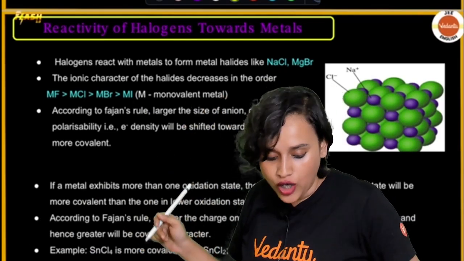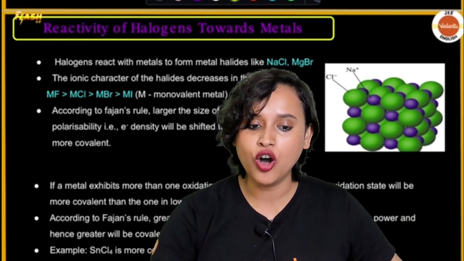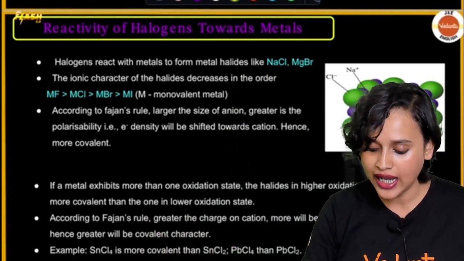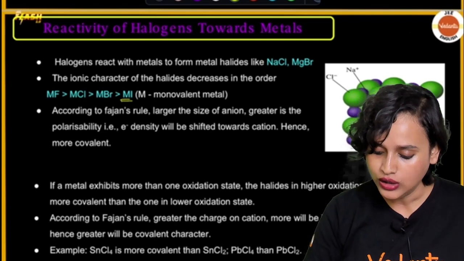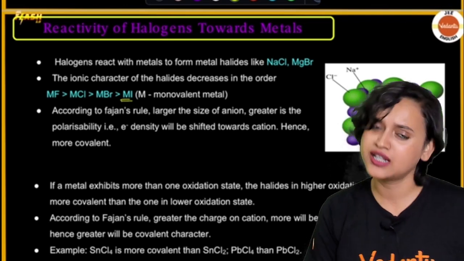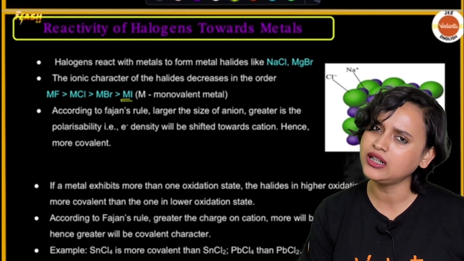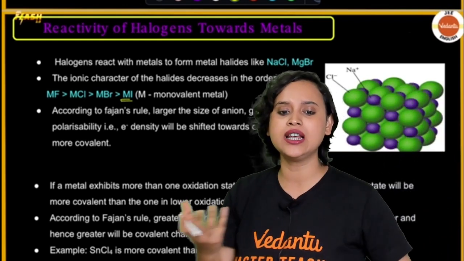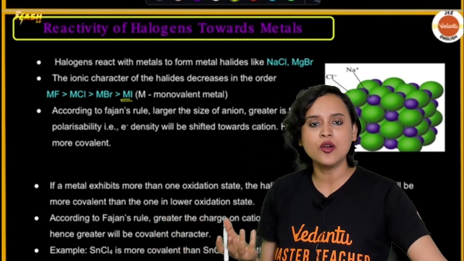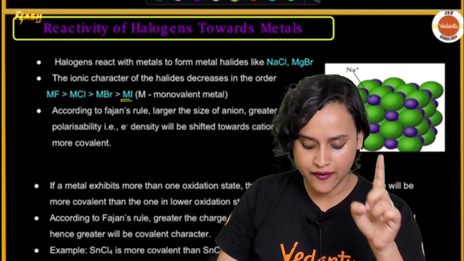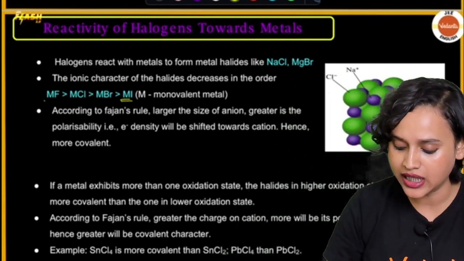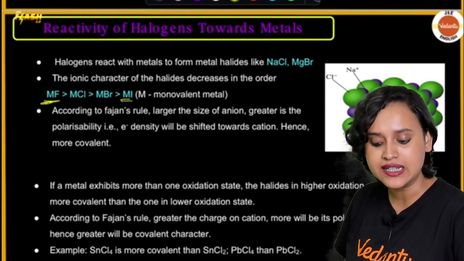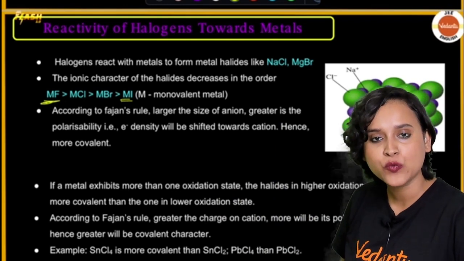Now moving on, what do you see? You see that MI has a very low ionic character, because we know Fajan's rule. Everybody knows Fajan's rule. Covalent character, how do you get it? Small cation, large anion, right? Now in case of MF, that is a monovalent metal with fluorine, you will see that it is ionic. Why?